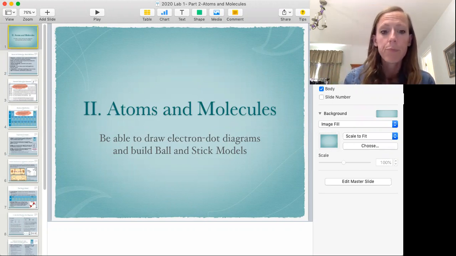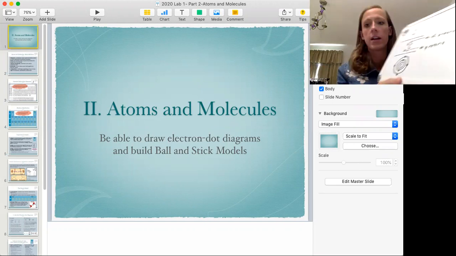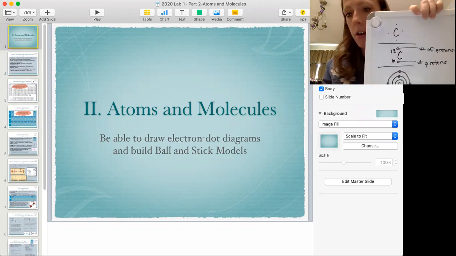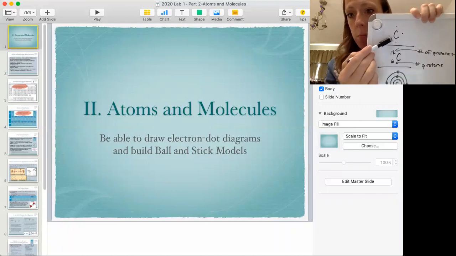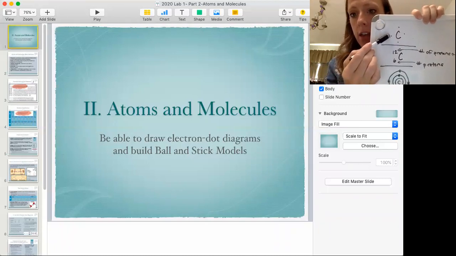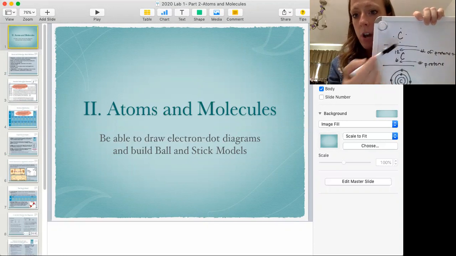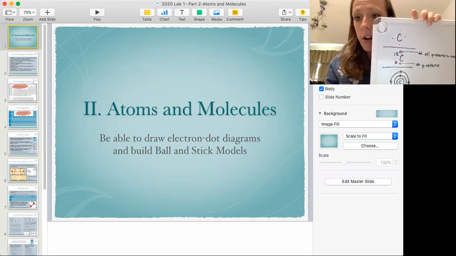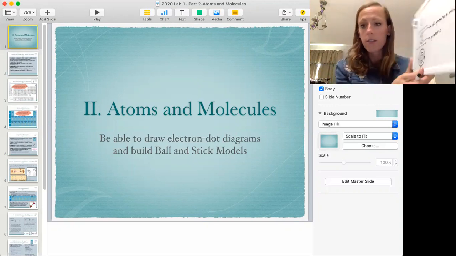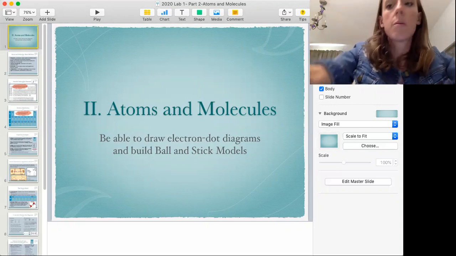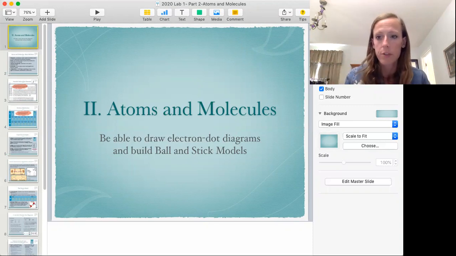There are two basic things we want you to take from this segment of the lab, and that is we want you to be able to draw electron dot diagrams and build ball and stick models, okay? An electron dot diagram looks something like this. At the top here, I have the chemical symbol for carbon, just the letter C, and then 4 dots around it. Each of those 4 dots represents an electron in the outermost shell for carbon, okay? And we'll look at that more in depth as we progress through the presentation.